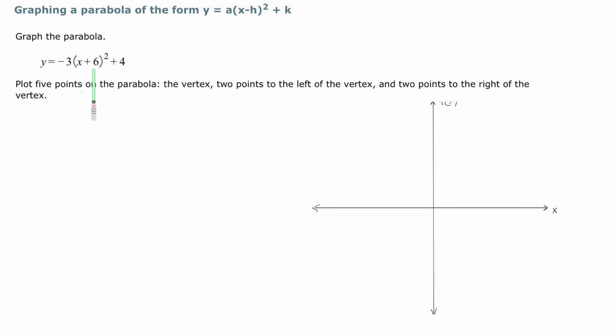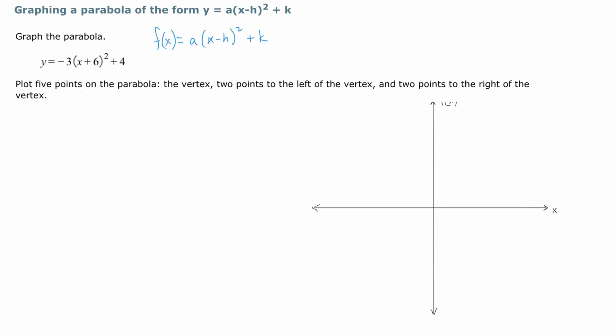Let's graph this parabola. Notice it's actually in graphing form already. Let's recite that from memory: y equals a times the quantity x minus h squared plus k. Now, this type of graph is actually a function. So this parabola is a function. It passes the vertical line test. So instead of writing y, I'm going to write f of x. Remember, your input is x and your output is f of x.